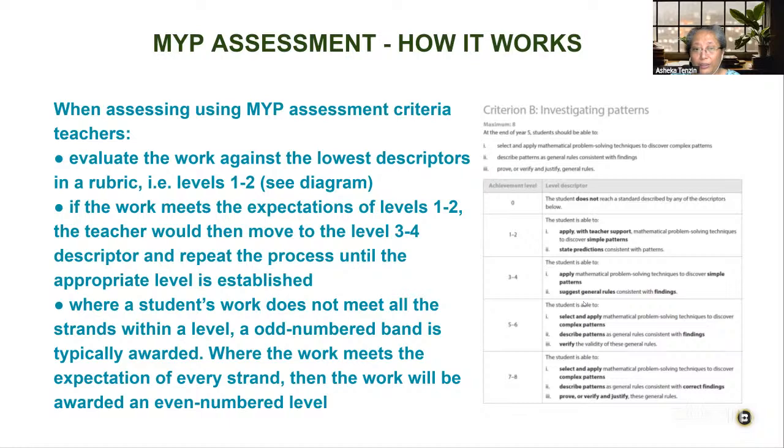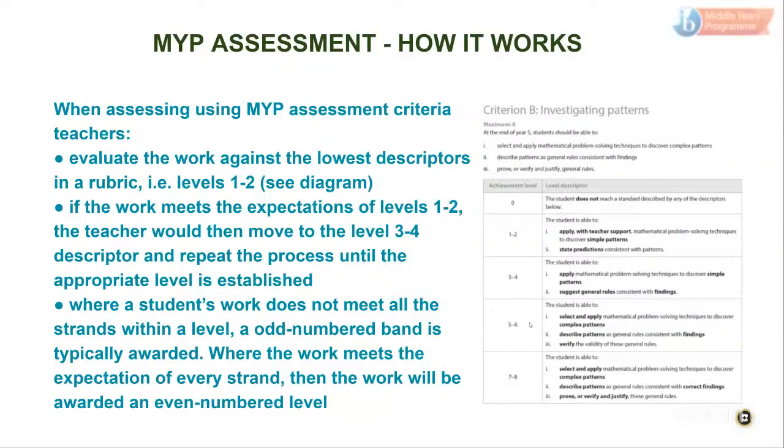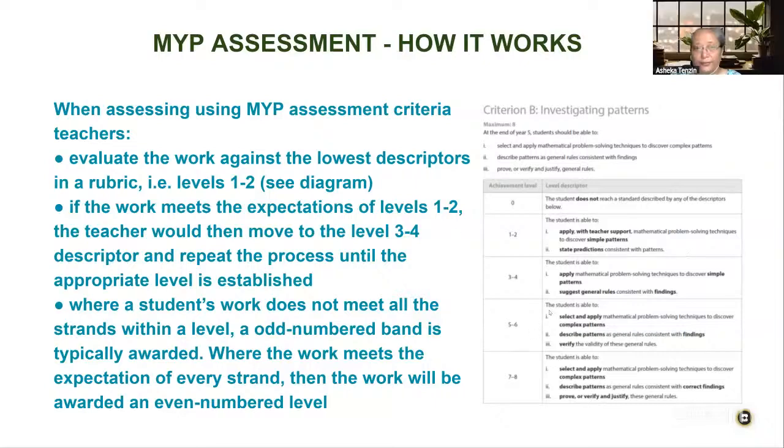Now, where a student's work doesn't meet all the strands of the criteria, what will you do? The odd numbered band is typically awarded. So if these three are not fully satisfied by the answer, then I will give the student a 5. Where the work meets all the expectations of every strand, where this is also achieved, this is also achieved, then I will give a 6 to the student. So this is how you grade the task.